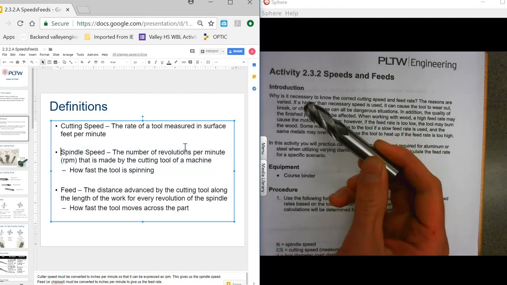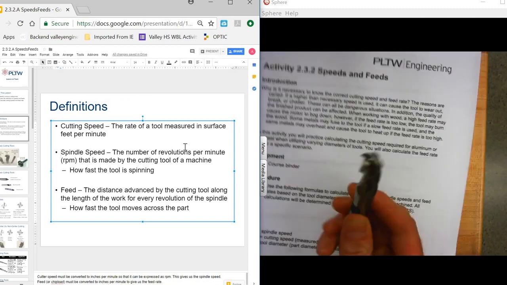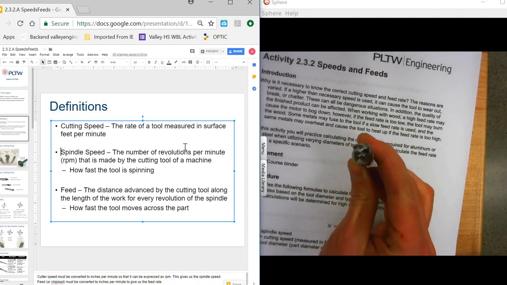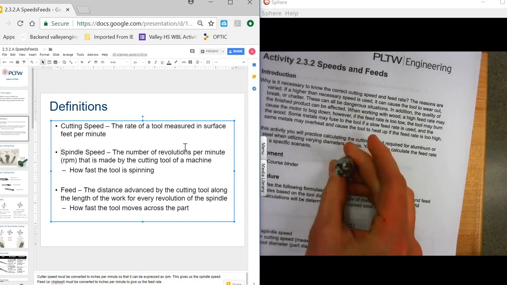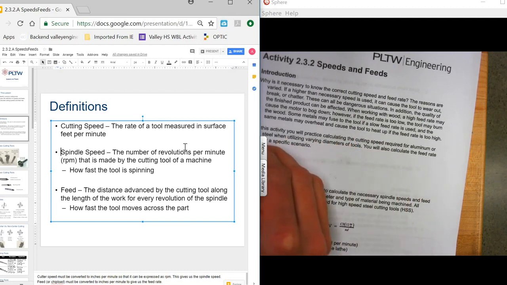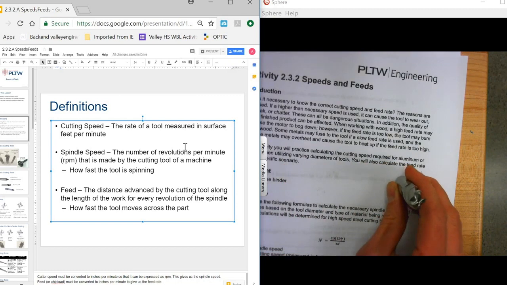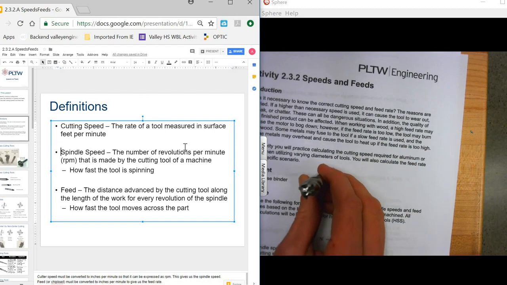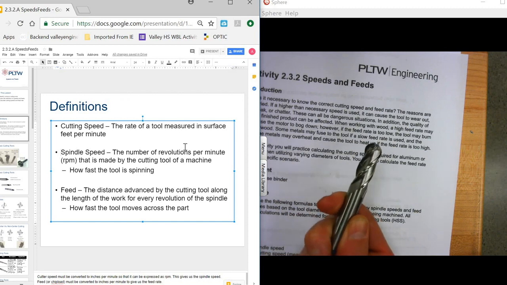If we're talking about this tool, the spindle speed is how fast this tool is turning. So is it turning at 1500 RPM, or is it turning at 3000 RPM, depending on what you're milling? Spindle speed is how fast is this turning, right? And then feed is how fast is it moving while it's turning? So is it moving at 50 inches per minute, or is it moving at 100 inches per minute? Whatever it is, it really depends on the tool that you're working with, and then what the material is that you're also working with.